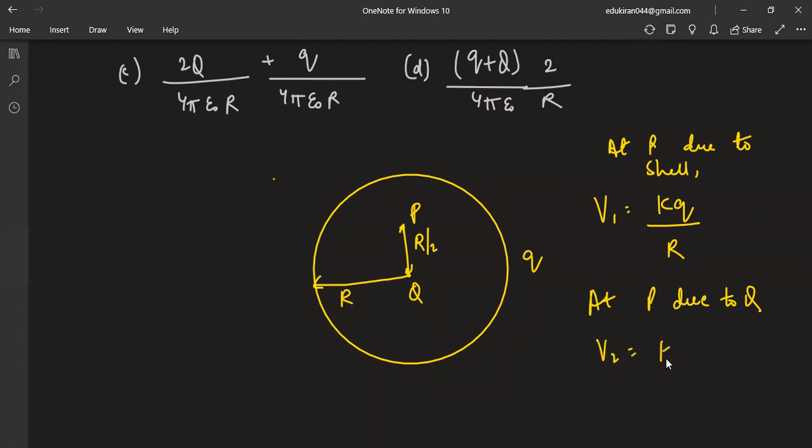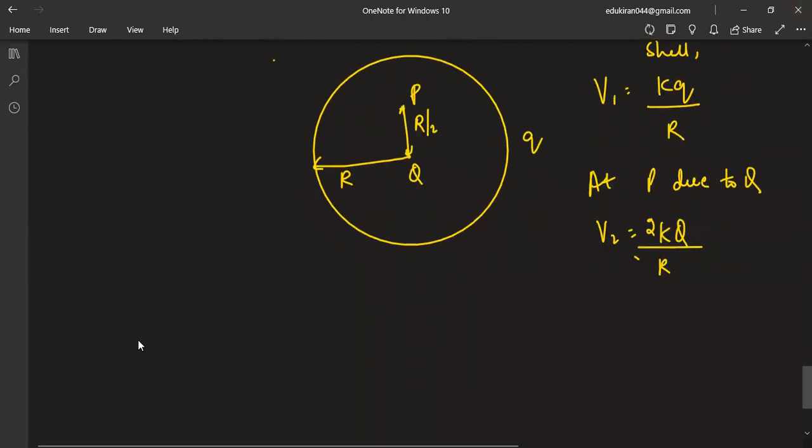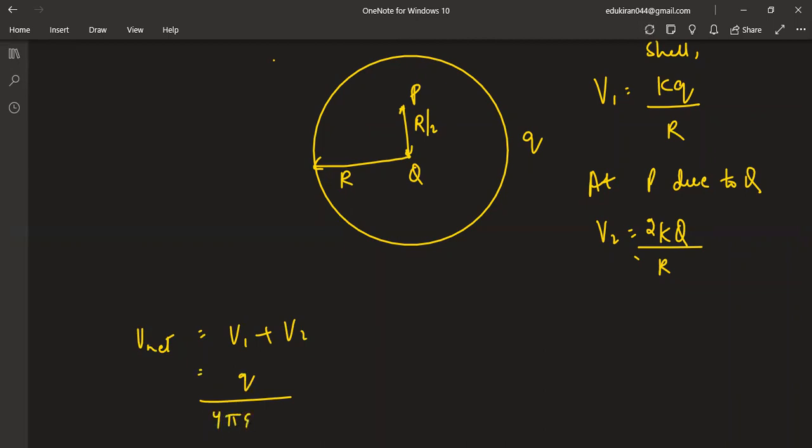V2 will be KQ divided by radius, which is R by 2. All right. Now you simply add it. V net will become V1 plus V2. So that is Q by 4 pi epsilon naught R plus 2 q by 4 pi epsilon naught R. So this was option C.